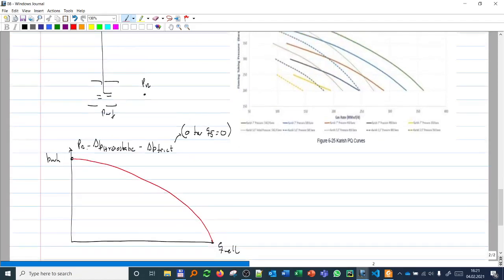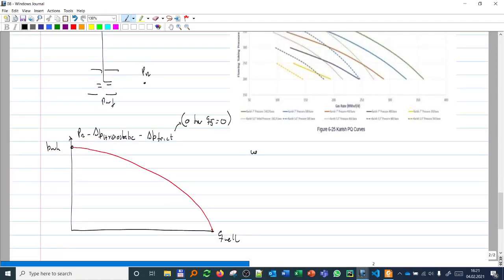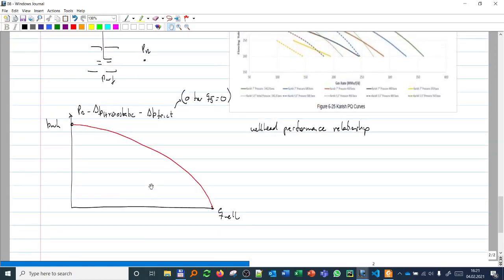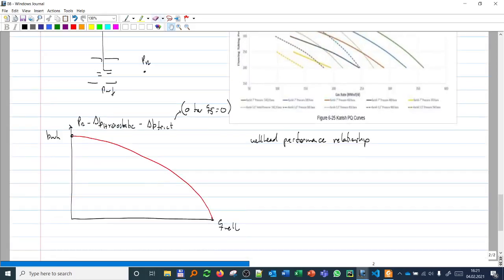So this is what we call the wellhead performance relationship. It gives me the available pressure at the wellhead, calculated co-currently from the reservoir, for a given rate Q of the well. Now what happens with this equation if I increase the diameter size? Remember, the diameter size doesn't do anything to the hydrostatic part, but it does to the friction. If I increase the diameter, I will have less friction and the curve might look something like that.